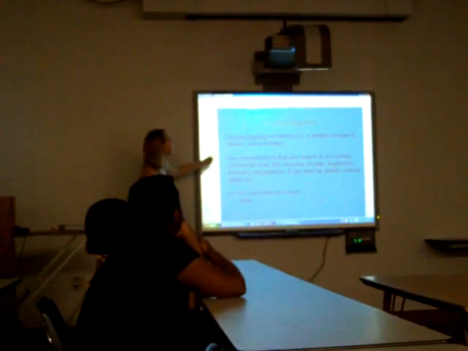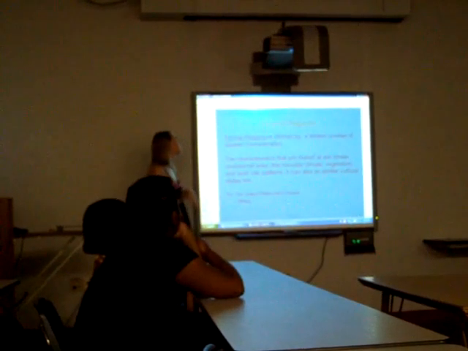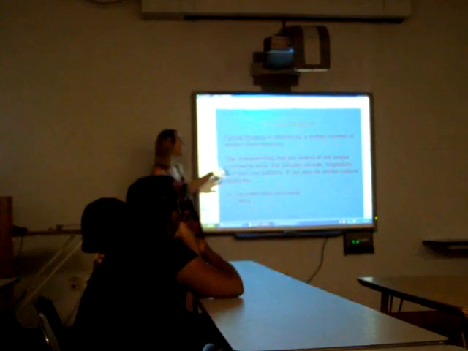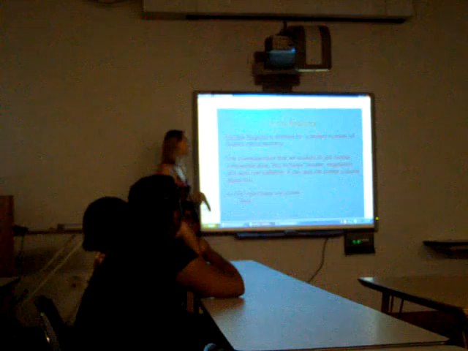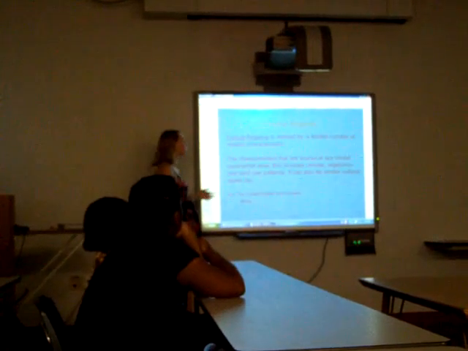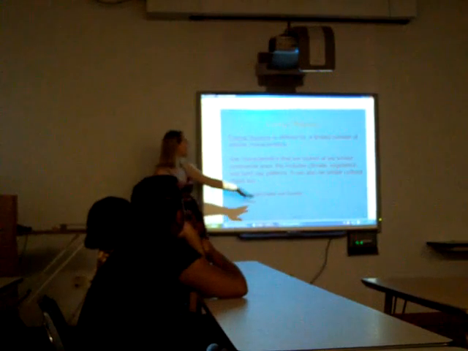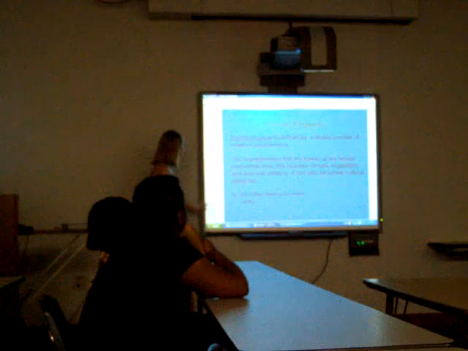Formal regions are defined as a limited number of related characteristics. The characteristics that are looked at are similar in continental area. This includes climate, vegetation, and land use patterns. It can also be similar cultural styles. An example of this is the United States and Canada are formal regions, as well as Africa is a formal region within itself.